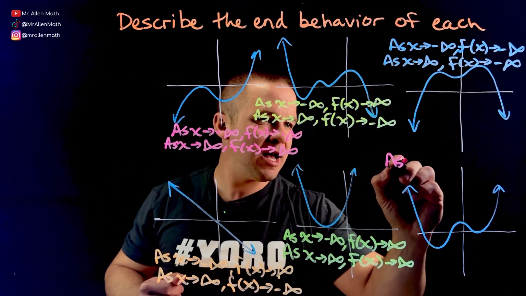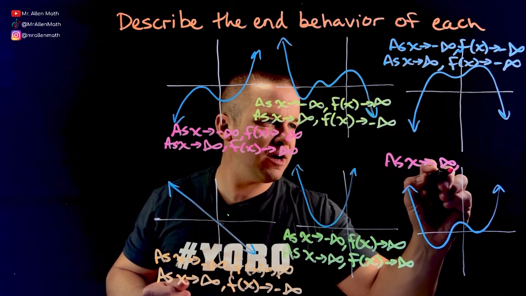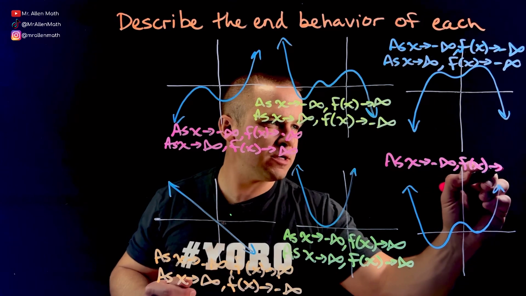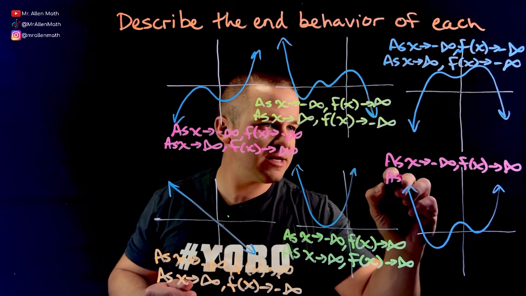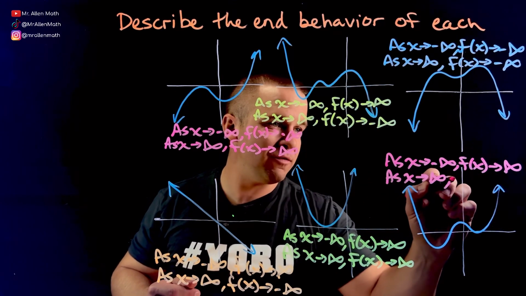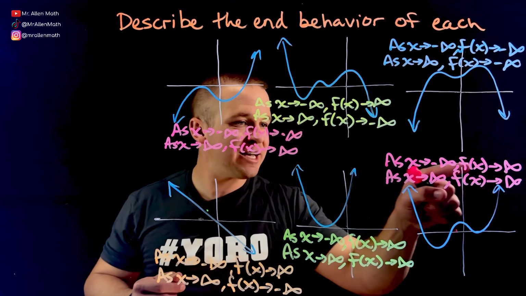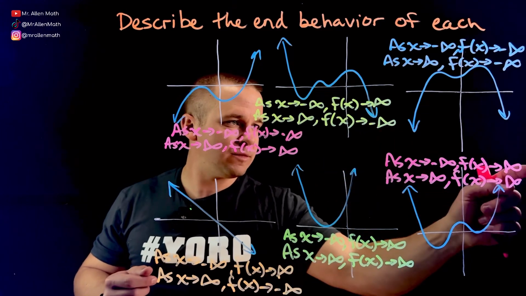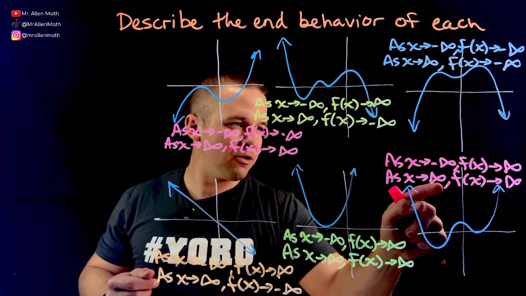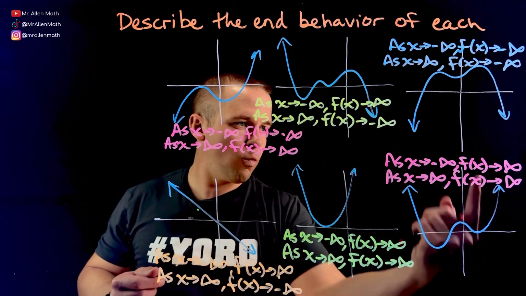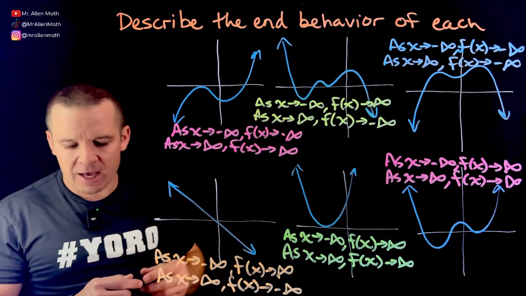So we got as x approaches negative infinity, f of x approaches positive infinity, and as x approaches positive infinity, f of x approaches positive infinity. Again, as I go to the left, my graph's going up. That means it's going up. As I go to the right, it's going up. Nice. All right. Takes a little practice.